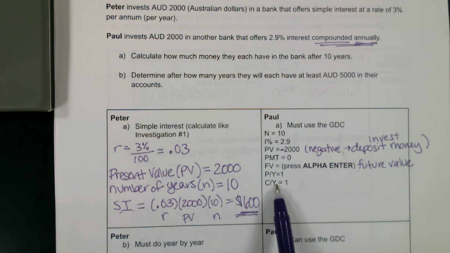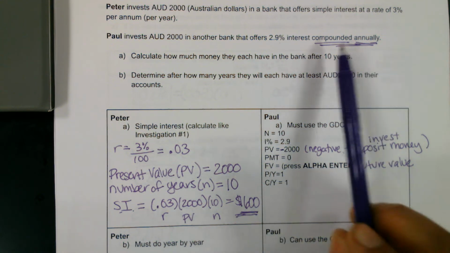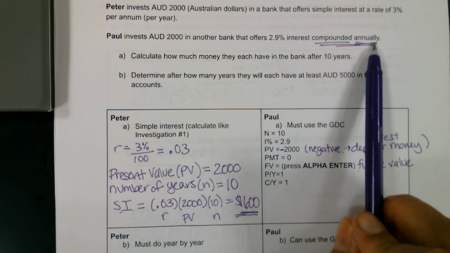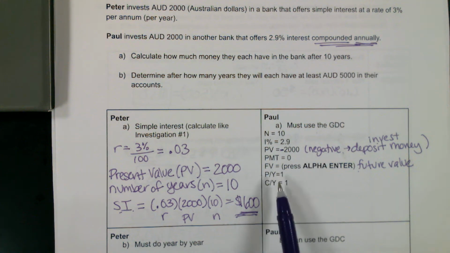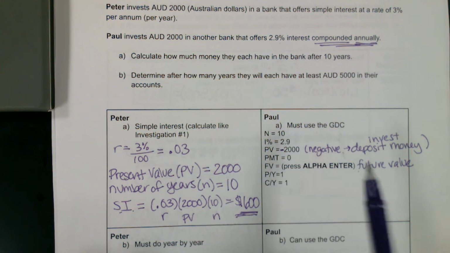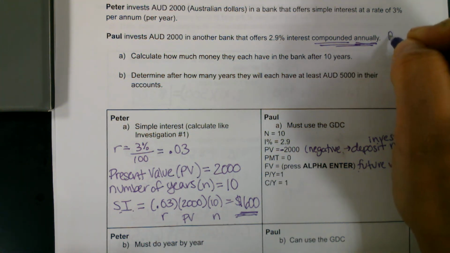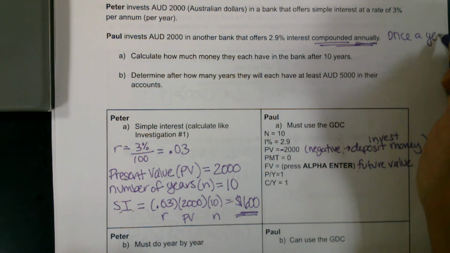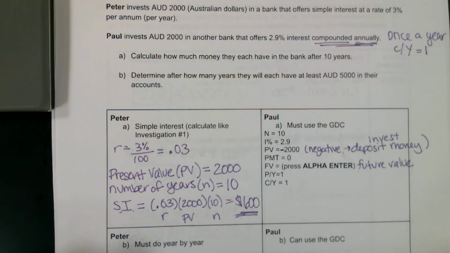Our CY is our compounding. And so we see that it's compounded annually. So when we compound per year, annually is we just do it once. Once a year is annually. So that CY compounding per year is 1.